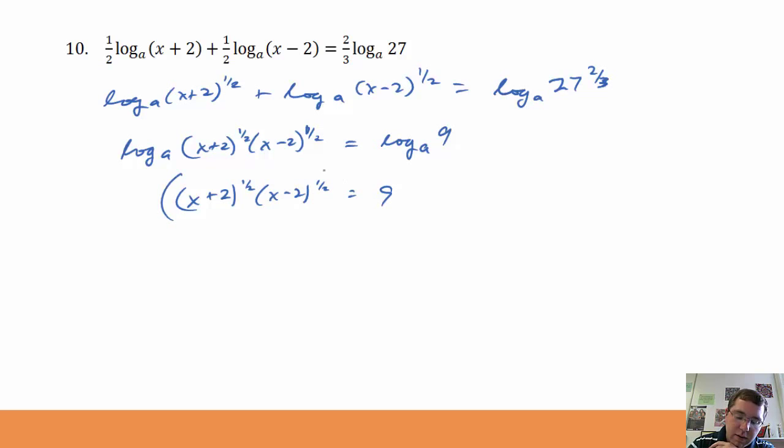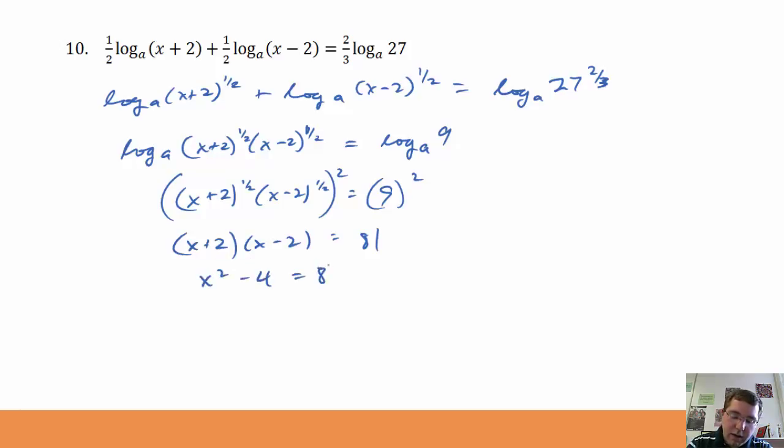So I will take everything to the second power. X plus 2 to the 1/2 squared just becomes x plus 2. X minus 2 to the 1/2 squared just becomes x minus 2. That equals 9 squared, which is 81. Alright, x plus 2 times x minus 2, when I FOIL that out, becomes x squared minus 4, and that equals 81. So x squared minus 85 equals 0. That means x squared equals 85, and x equals plus or minus the square root of 85.